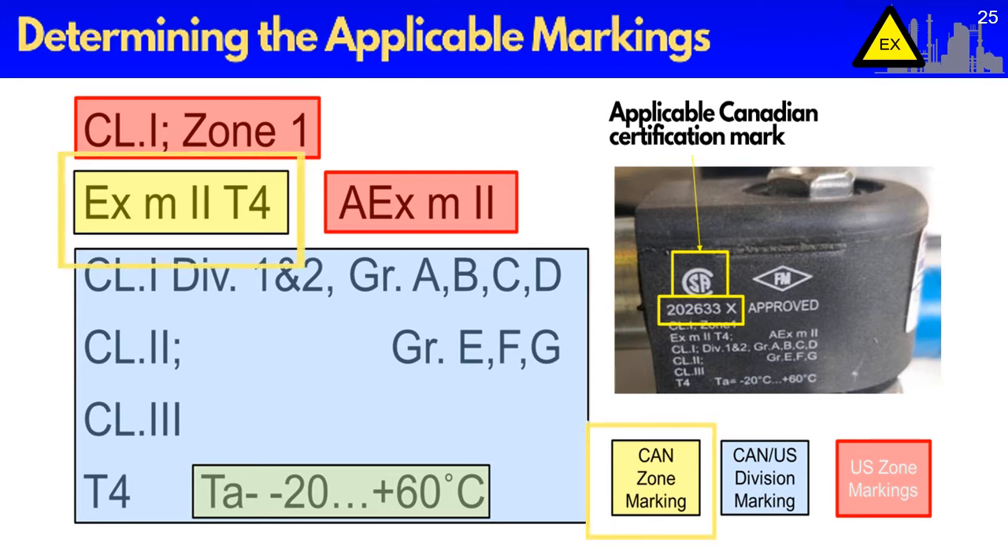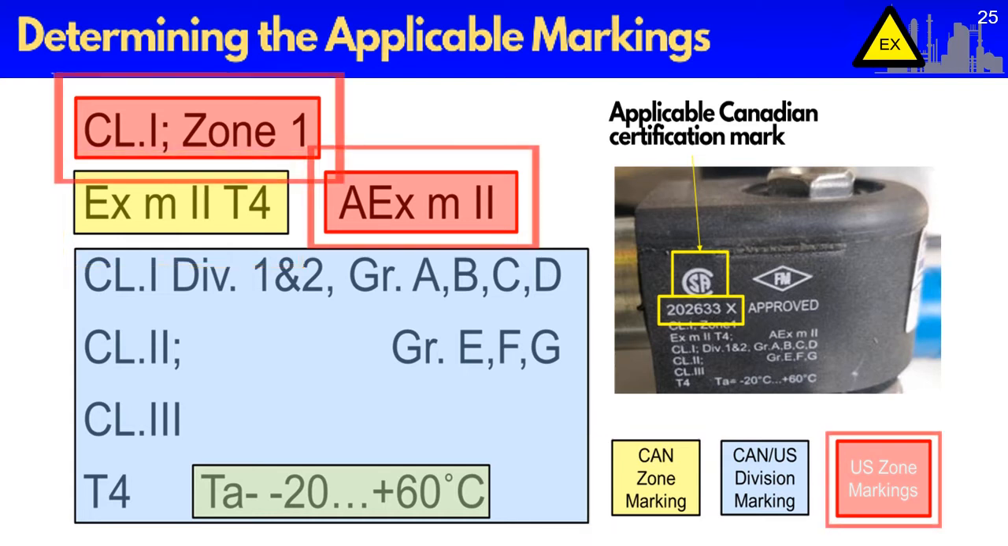The applicable zone markings for a Canadian certification are highlighted in yellow. The markings are identical to the IEC markings used elsewhere in the world. The applicable U.S. zone markings are highlighted in red. U.S. zone product markings are unique and will always be preceded by the class and zone the product is suitable for, as well as an A.